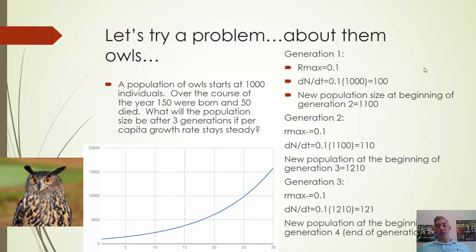So for generation 3, R max stays the same. Multiply R max by 1,210, you get 121. The new population at the beginning of generation 4, or the end of generation 3, in this case, is now 1,331. Okay, which, as you can see, as the population grows, you increase the number of individuals.